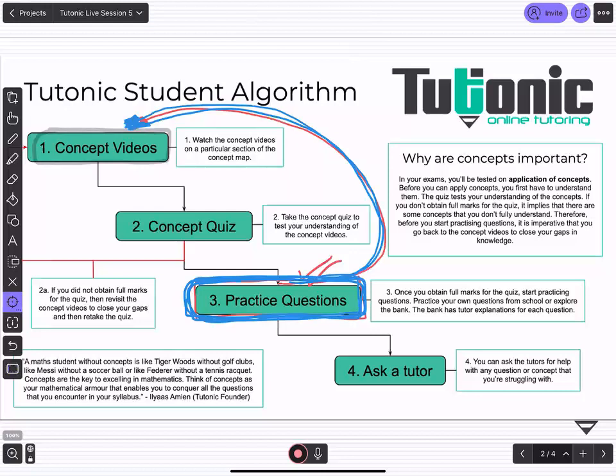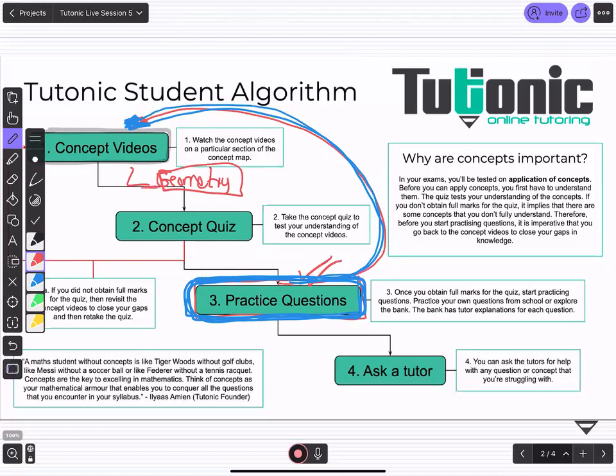But the thing is, what I recommend, I always told you guys this, is that whatever section you do in school, let's say you do geometry in school, my advice to you is watch the concept videos on geometry before you go to class. You will realize how much of a difference it makes, because then when you go to class, you basically know everything. And then your class time becomes closing your gaps. It's revision. And then when you go home, now you know pretty much everything, and you can start with number 3. You guys see that?